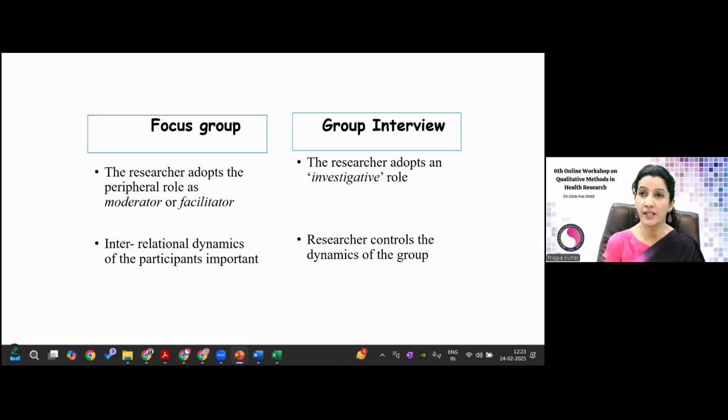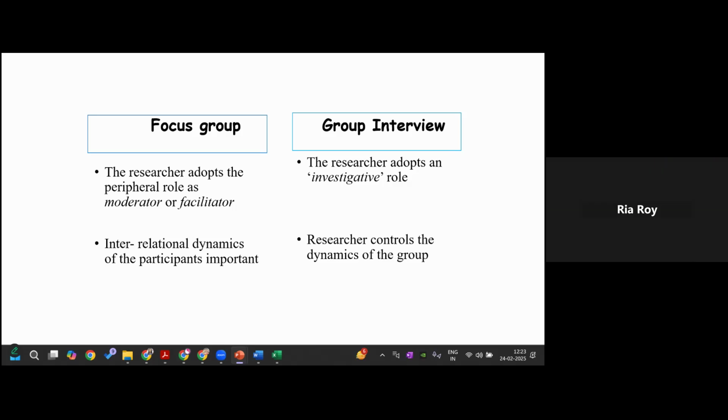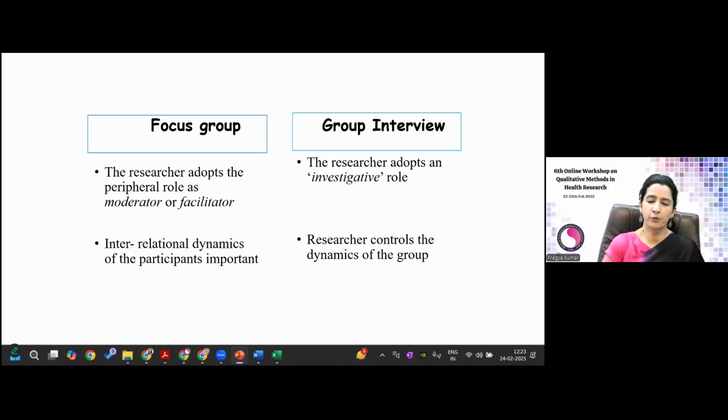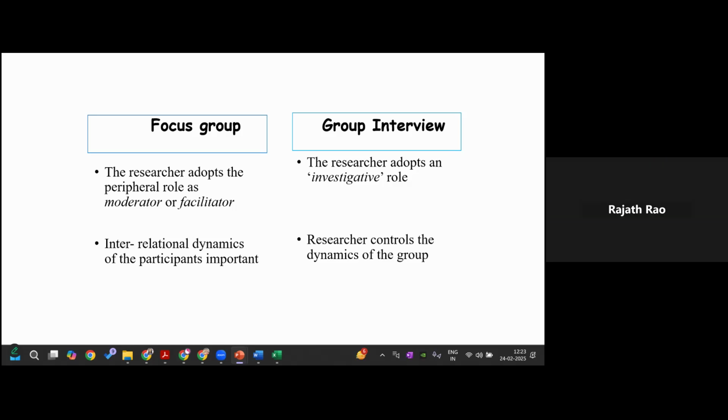Okay, thank you. Ria, did you go for that RNTCP evaluation? No, ma'am, I didn't go. Okay. So I think Purushottam, their resident, went for RNTCP, and there I think they adopted some method of doing a group interview. That was one of the quantitative methods. Ma'am, if I may interrupt, it was the nominal group technique.